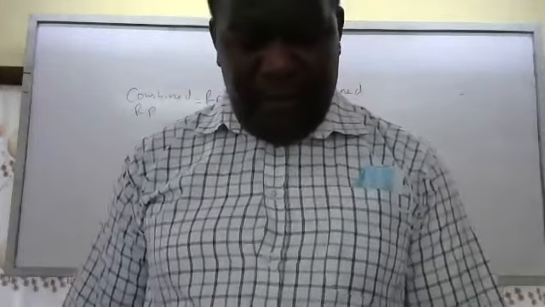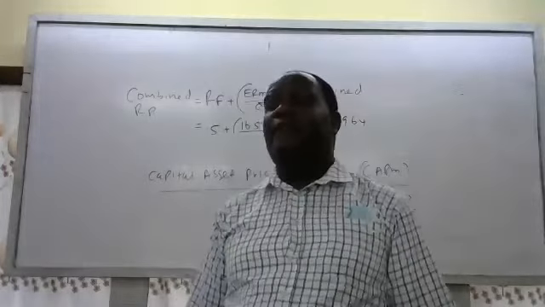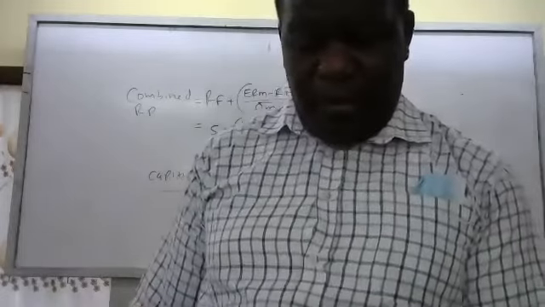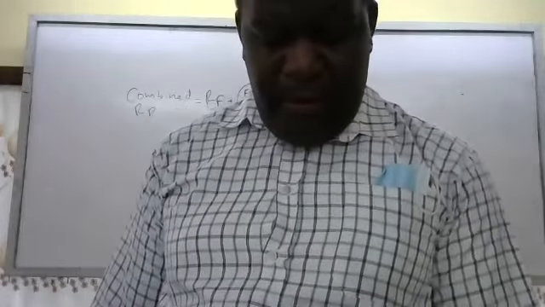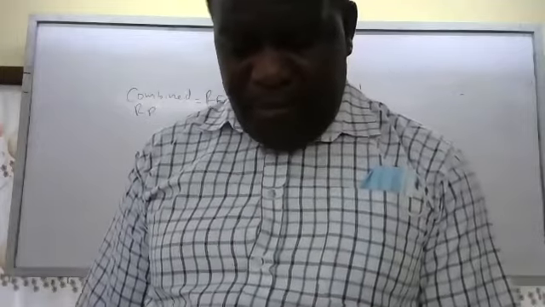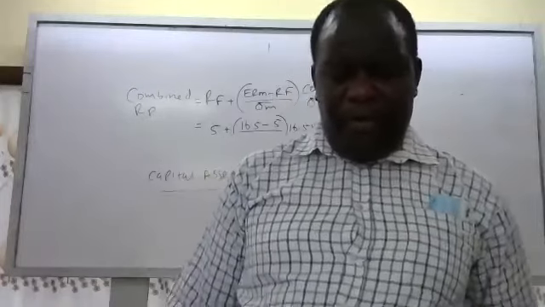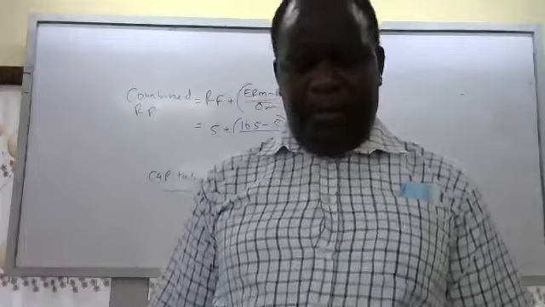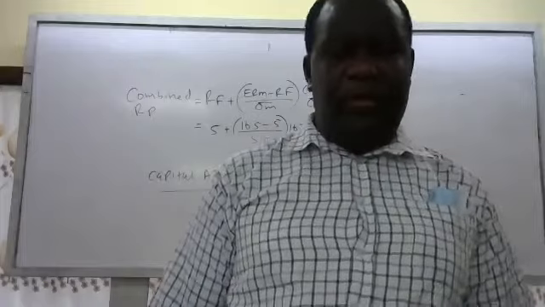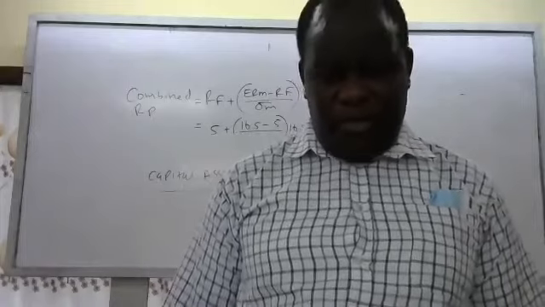Then number 7 is that there is no inflation, i.e., the model assumes that the prices of the commodities will not change.